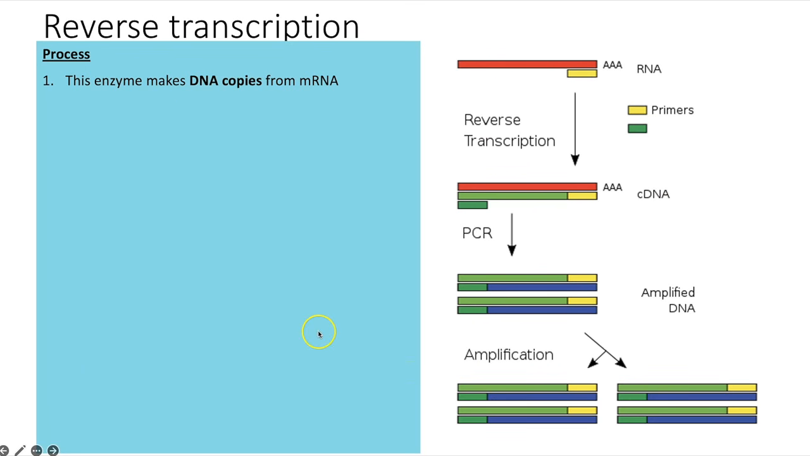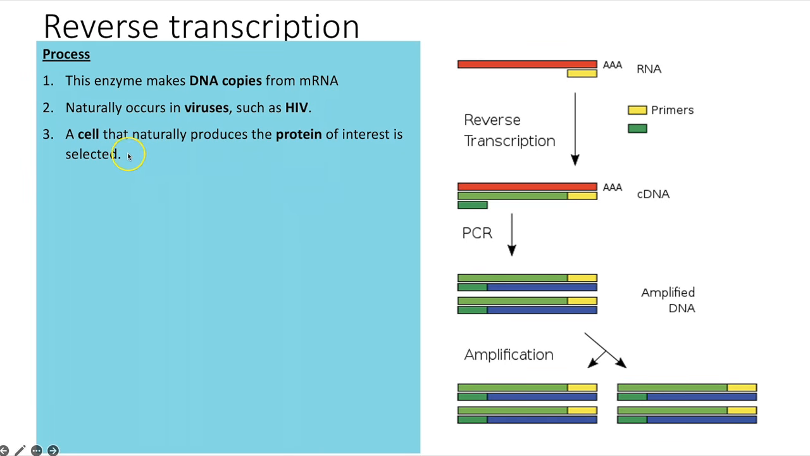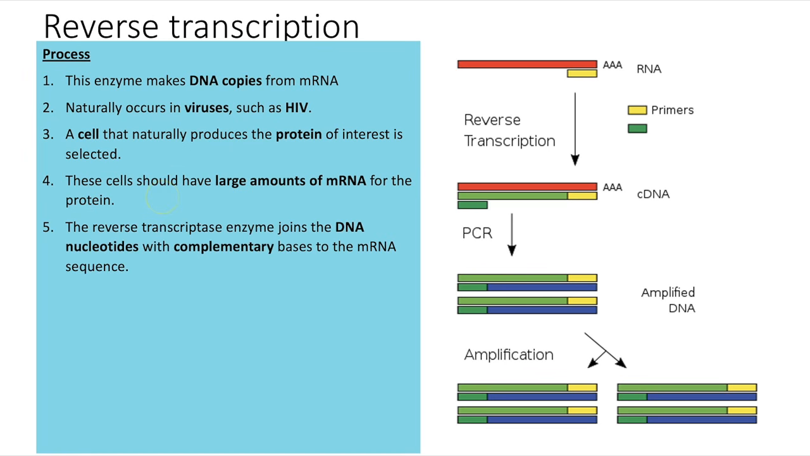the gene machine. Reverse transcription, this is when an enzyme makes DNA copies from mRNA. And this enzyme naturally occurs in viruses such as HIV, and it is reverse transcriptase. So what you'd need to do is locate a cell that naturally produces the protein of interest. That would be because that cell will have lots of mRNA for that protein. You can then remove that mRNA and combine it with the enzyme reverse transcriptase, which is the enzyme which is going to join the DNA nucleotide bases to the mRNA sequence.